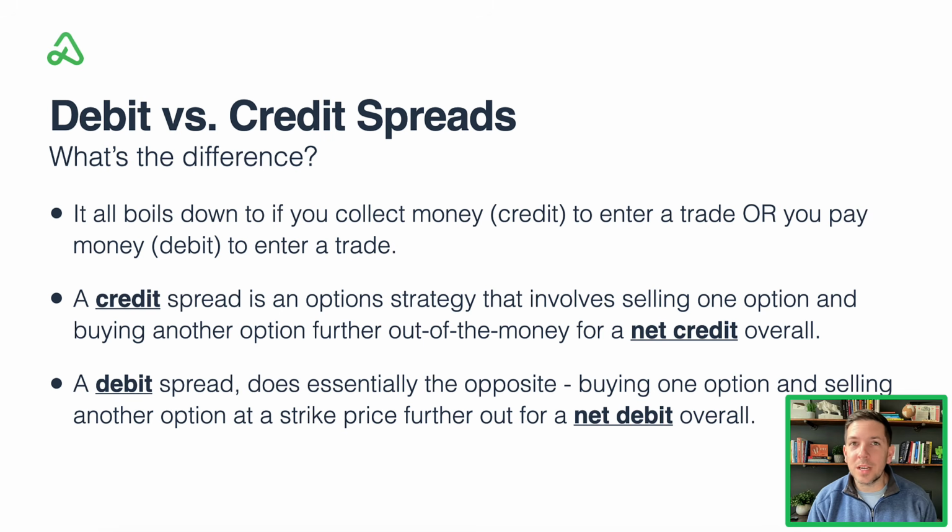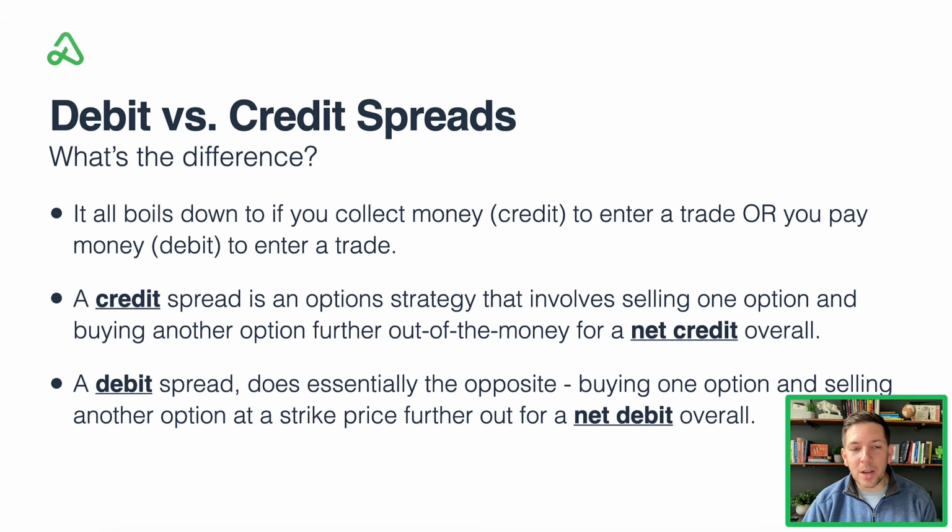So you could also say this is the difference between net buying options and net selling options. Debit spreads, you are net buying options. Credit spreads, you are net selling options. So a credit spread, like we said, is an option strategy that involves selling one option and buying an option further out of the money, typically for a net credit overall. That means you're going to buy an option contract and sell an option contract, but the difference is that you're going to collect money for a net credit overall. You're going to get paid to enter the position.